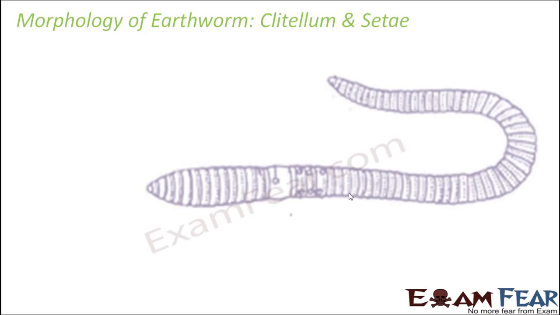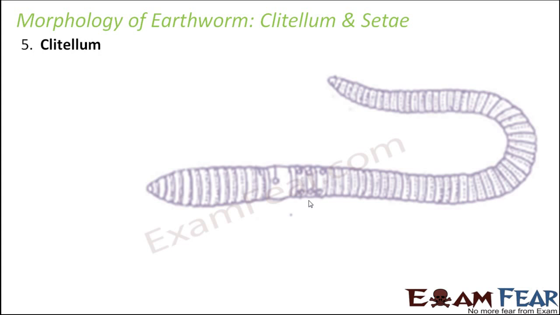So are you observing one thing? Right now we are only talking about the features which can be seen from outside, because right now we are discussing only about the morphology and not anatomy. So we are not going to talk about anything which is located inside. We are only going to talk about the external structure. Now the next one is Clitellum and Setae. So now let us see what is Clitellum and Setae.